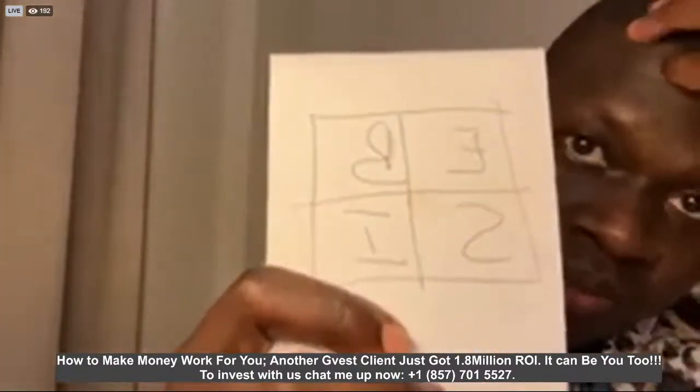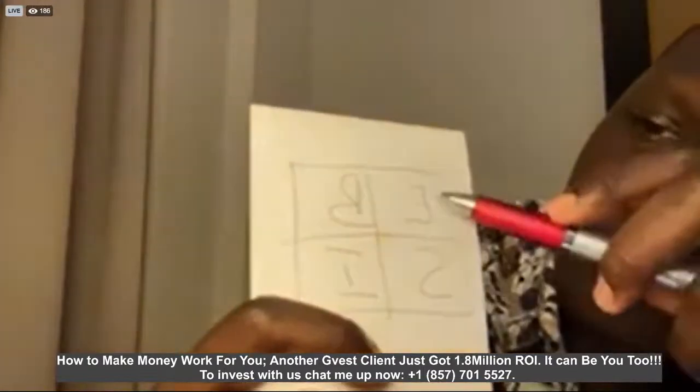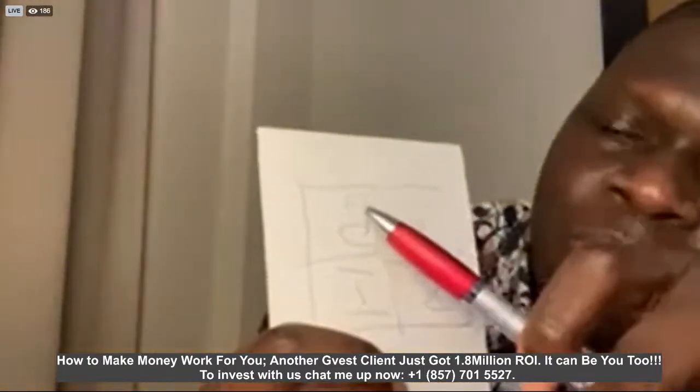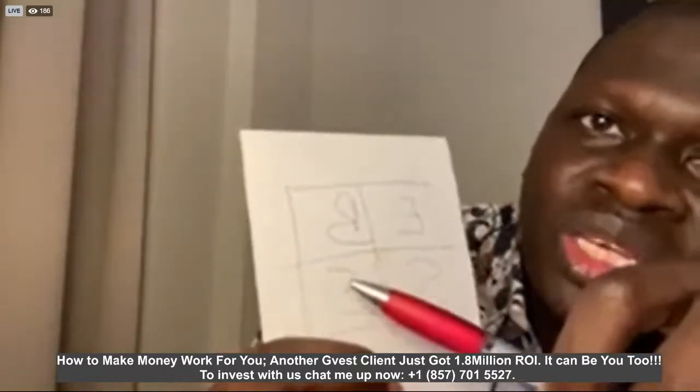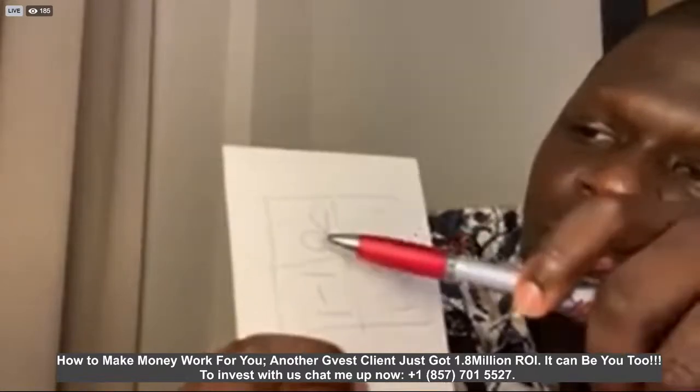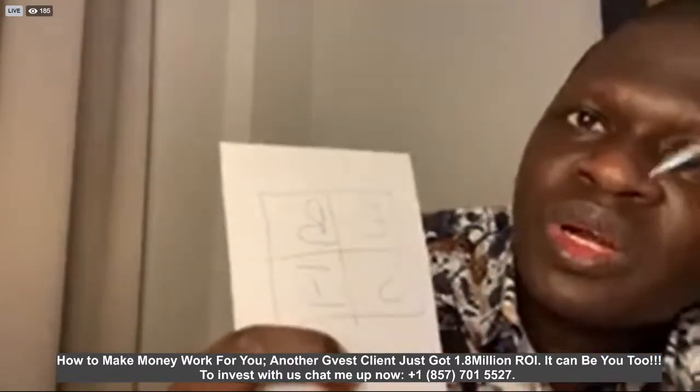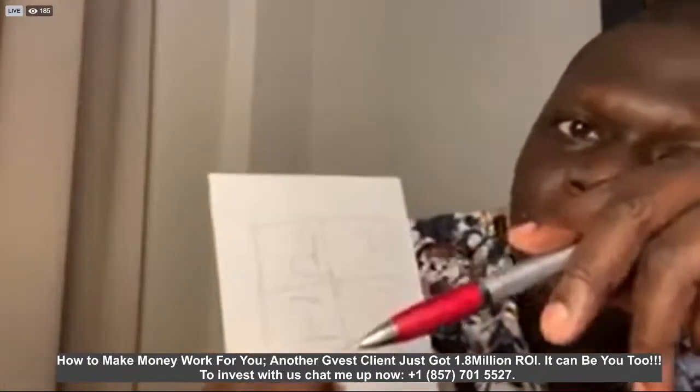In this diagram here you can see E stands for employee, S stands for self-employed, B stands for business, I stands for investment. So if you are currently an employee, where should you come? Should you come to B or should you come to I? I can see the majority are saying come to B.